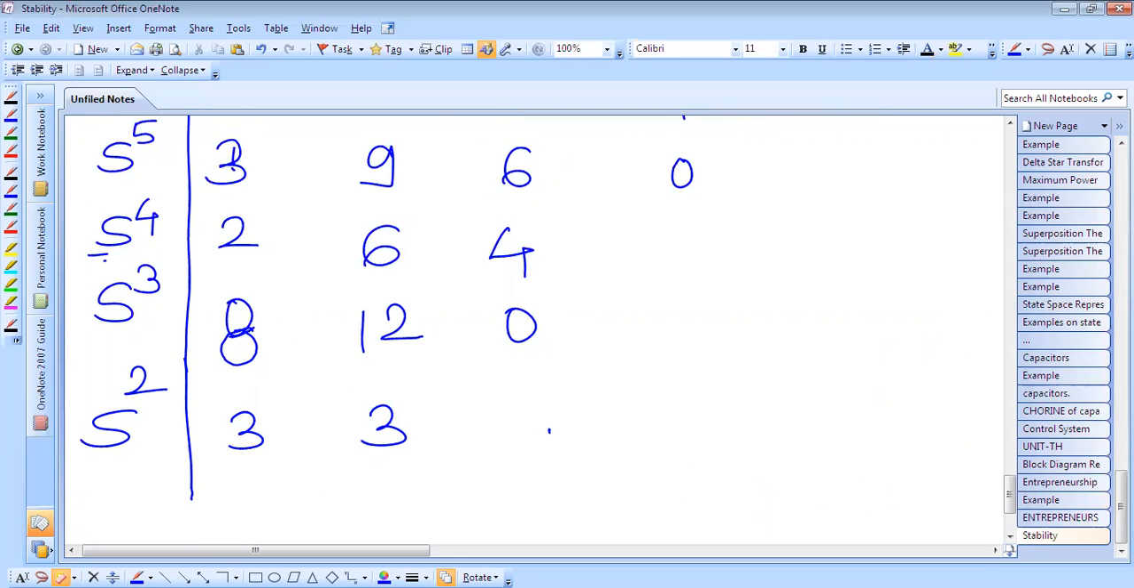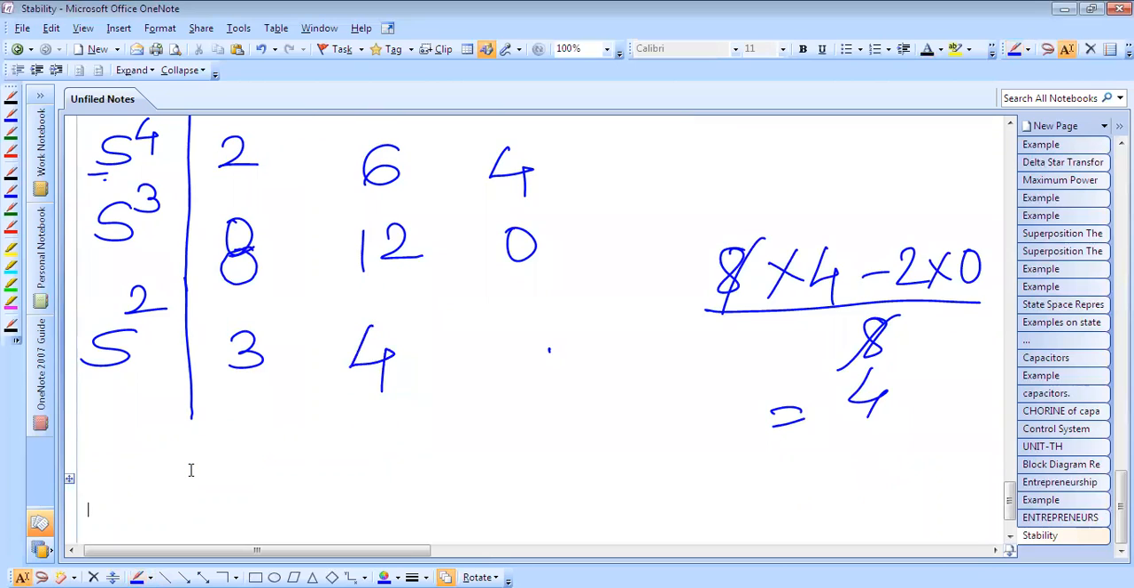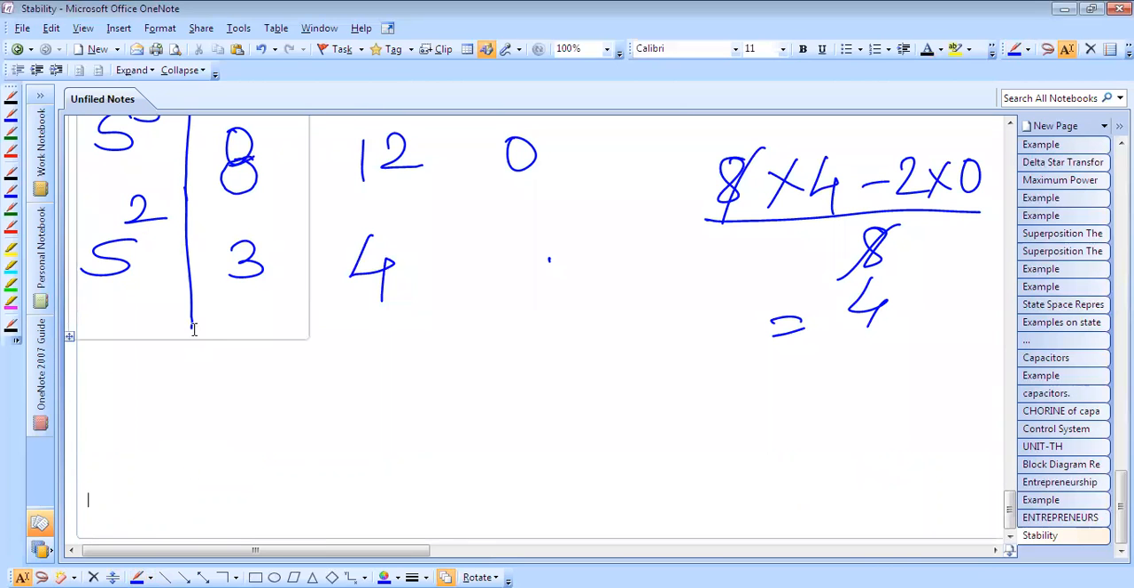So 8 into 4 minus 2 into 0 by 8. Okay, so this is 4. This should be the 4, not 3. This is 4.